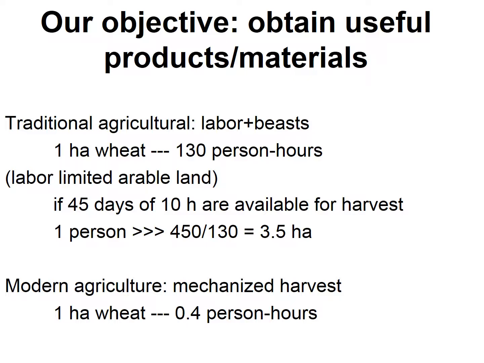For instance, if 45 days of 10 hours per day were available for the harvest period, one person could only harvest 3.5 hectares. That contrasts quite a lot with modern agriculture, where mechanized harvest has allowed the reduction of human labor required for harvesting operations to around 0.4 person-hours per hectare of wheat.